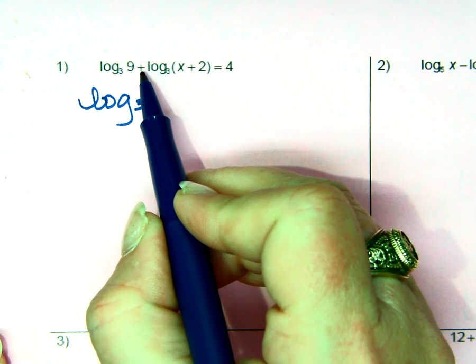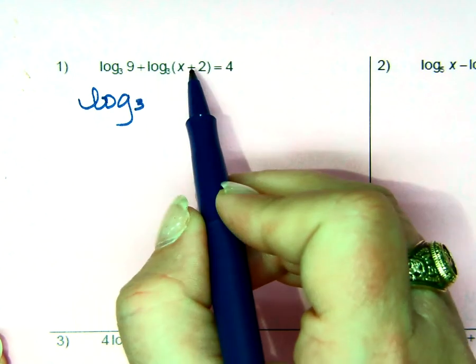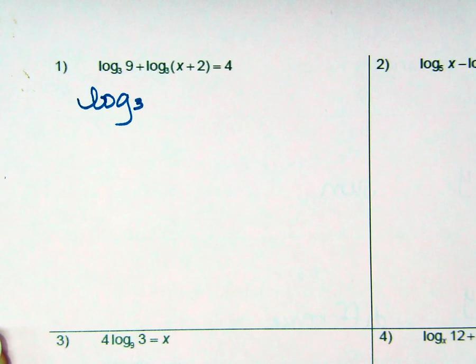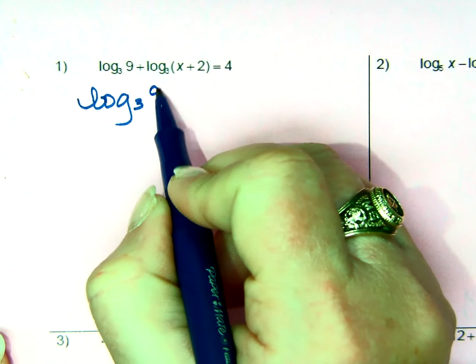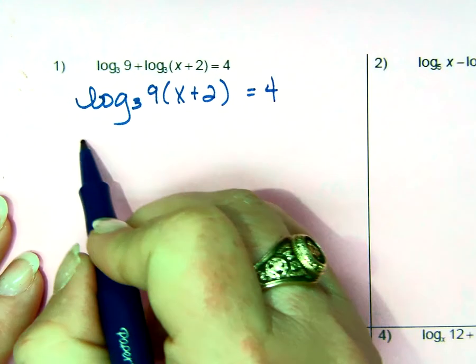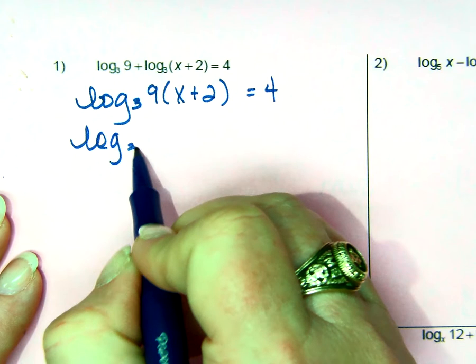What does this sign right here tell me to do to these two arguments? I know it seems like an addition sign, but what does that mean in logarithms? Multiply, right? So 9 times x plus 2 equals 4. Well, what is 9 times x plus 2?